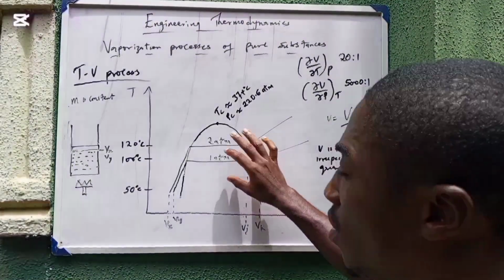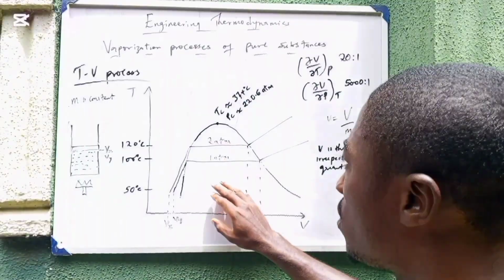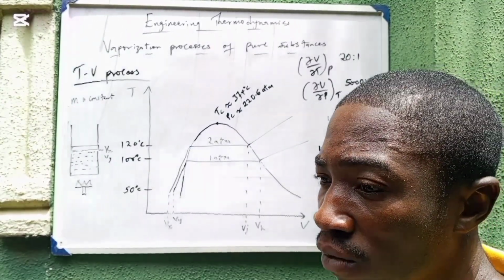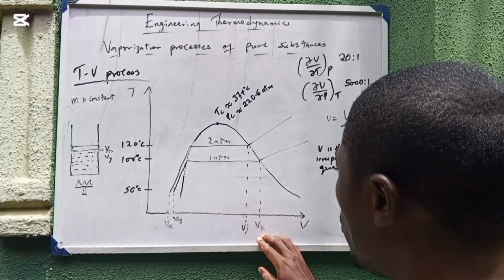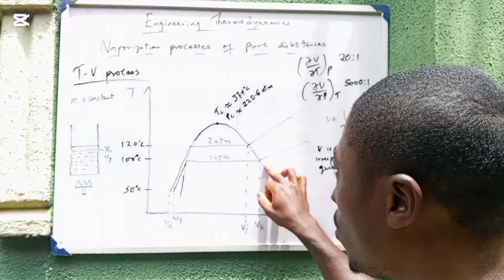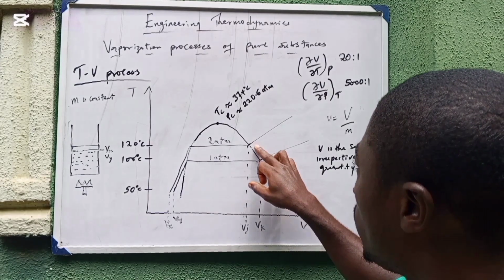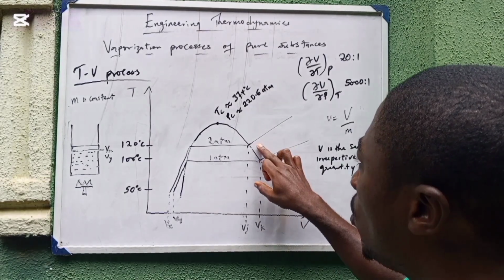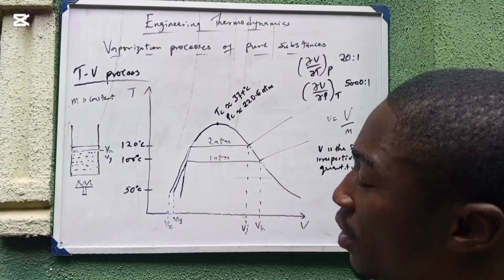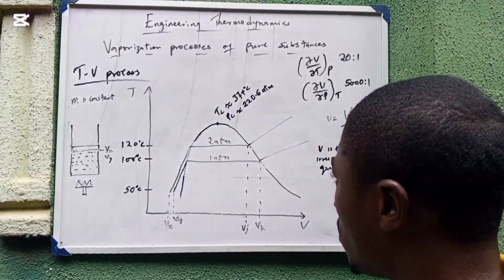The reason is because of the pressure difference. So 1 atm will give room for more expansion in the volume of vapor, which makes the volume greater at the saturated vapor curve. So after the saturated vapor curve, the volume of vapor continues to increase as the temperature of the system is increasing.